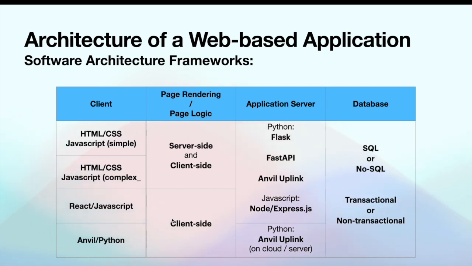It absolutely is. For the application server, Python choices include Flask, FastAPI, and Anvil Uplink. For JavaScript, Node with Express is a very common solution. Server code created using any of these can be hosted using either VPS or platform as a service providers. It's quite flexible. Choices everywhere. And databases, Sasha, SQL or NoSQL, right? Exactly. The choice is typically between SQL or NoSQL.